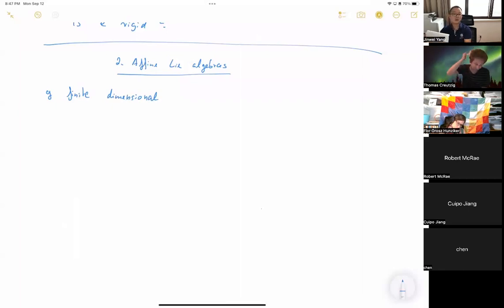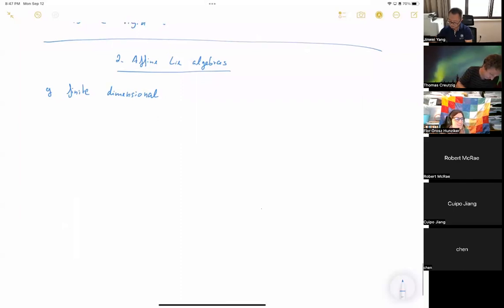What is easy? Exciting things are rarely easy. So finite dimensional, simple, Lie superalgebra.